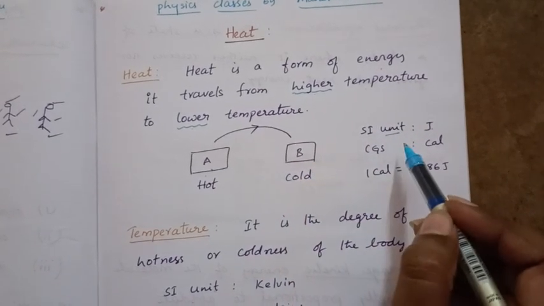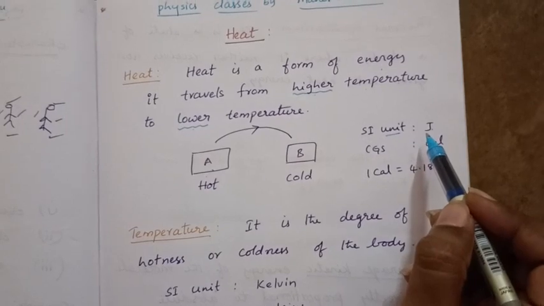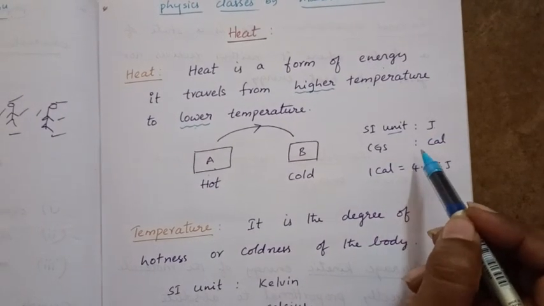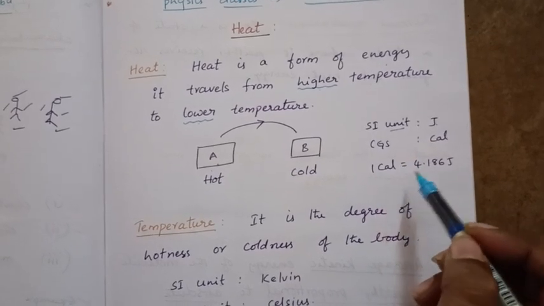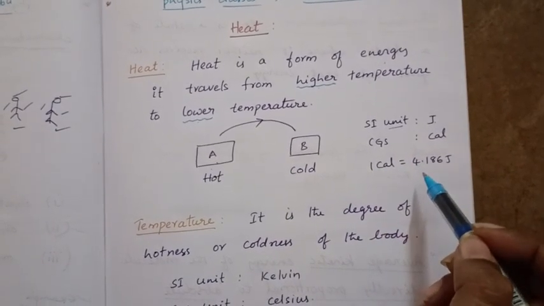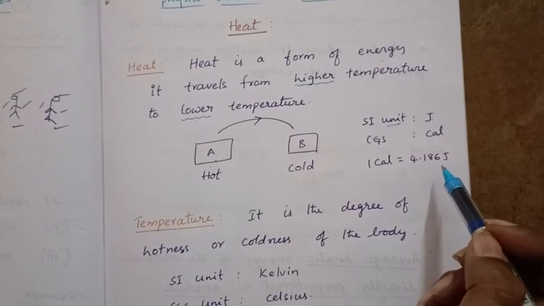Heat is measured in the SI unit joule and the CGS unit calorie. The relation between calorie and joule is 1 calorie equals 4.186 joules.